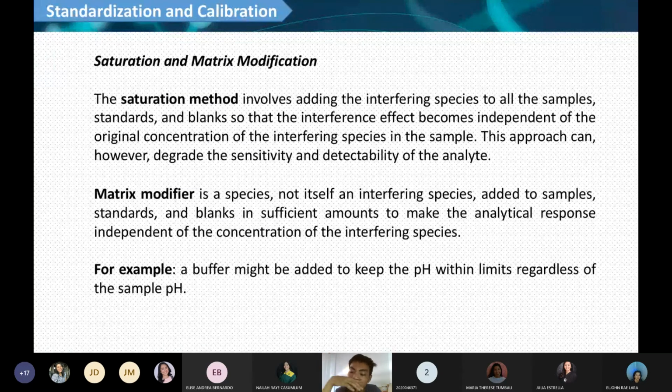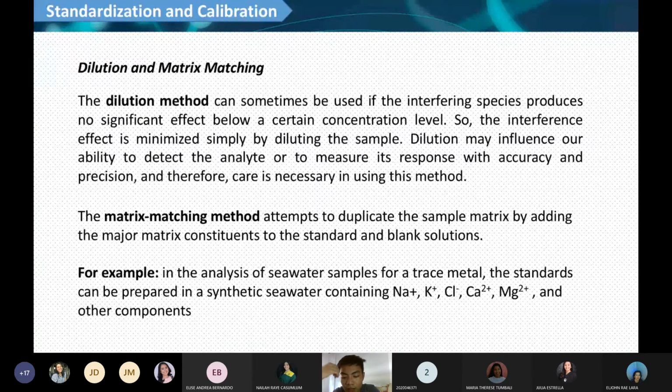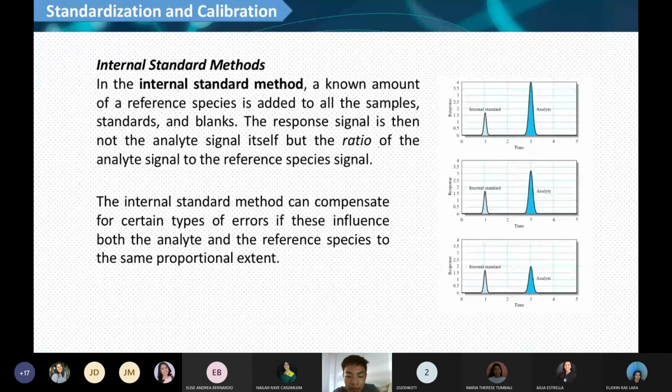The saturation method naman, what you are doing here is that you are concentrating your analyte. No? Kina-concentrate mo yung analyte so that they will be readable sa instrument. No? Mababasa na siya ng instrument. Dilution and matchmaking, ito naman, you change the concentration of your interferences. Okay, so you change the concentration of your interferences so that yung matitirang reading ay yung sa inyong analyte or yung sa inyong desired molecule or ions.